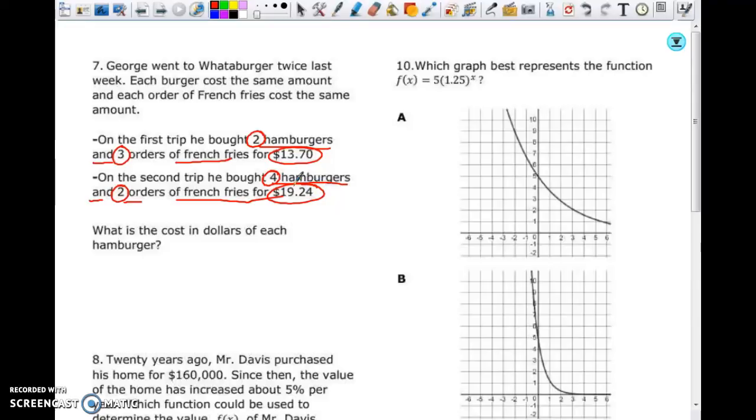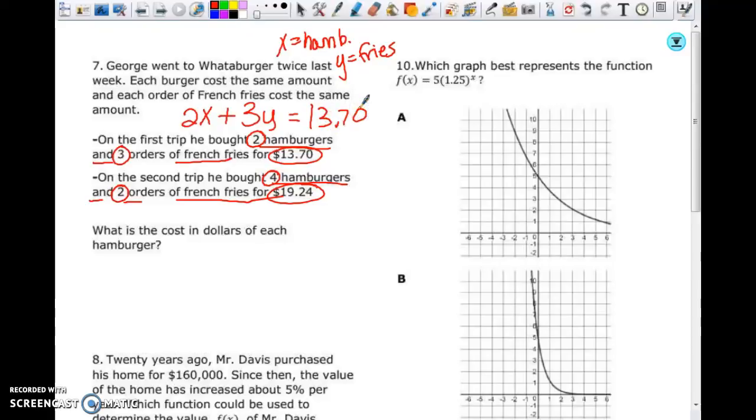So remember, you're organizing everything. First of all, let's say X will be hamburgers, and Y will be fries. Put the number with the correct item. So 2 hamburgers is 2X, plus 3 fries, 3Y. So 2 hamburgers plus 3 french fries equals the total of $13.70.